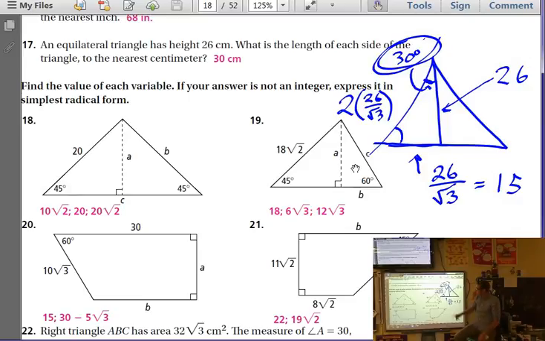I love it, but let's keep moving. Mr. Combs perfectly predicted. All right, that was 17. Get done 18 through 21, the trig. 18 through 21. Any questions?